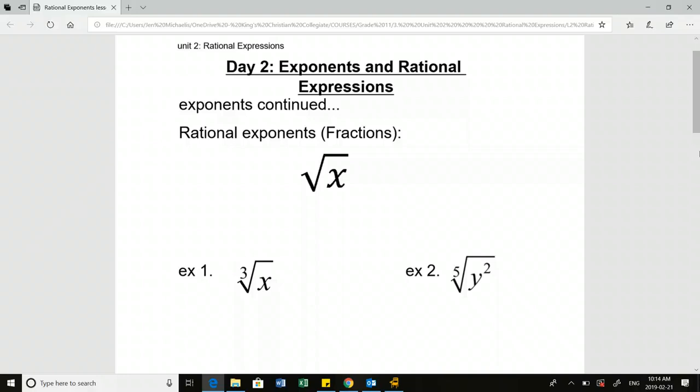Okay, so any radical that we have, whether it's a square root or any other root, this is a cube root in example 1, example 2 is a fifth root, any of these can be expressed as what we call rational exponents. And rational, what we want to think when we hear the word rational is fraction, okay? So we can actually switch between the two forms, either radical form or expressing these as fraction exponents.